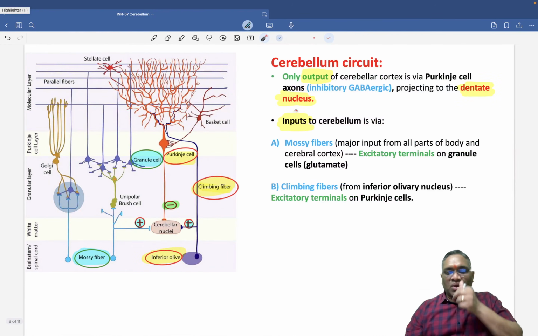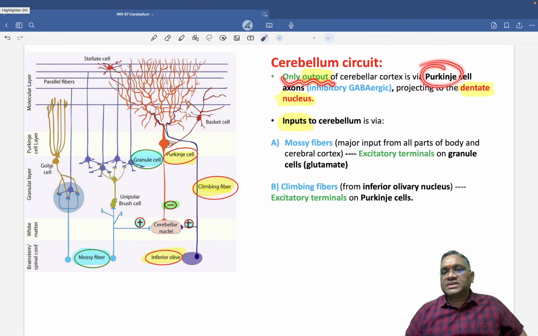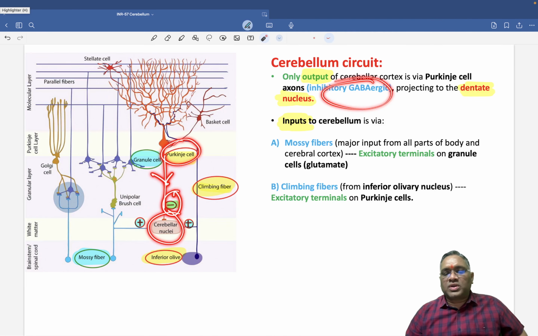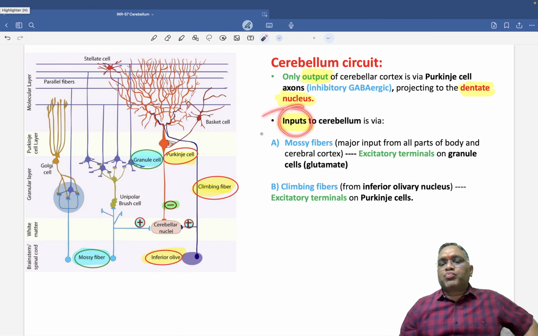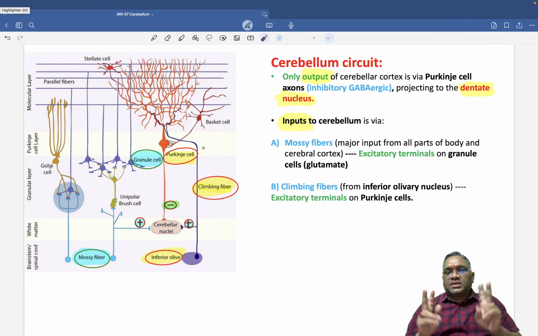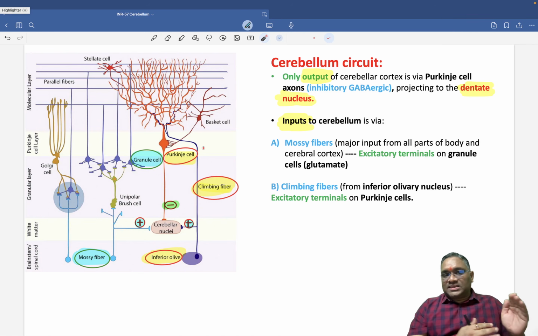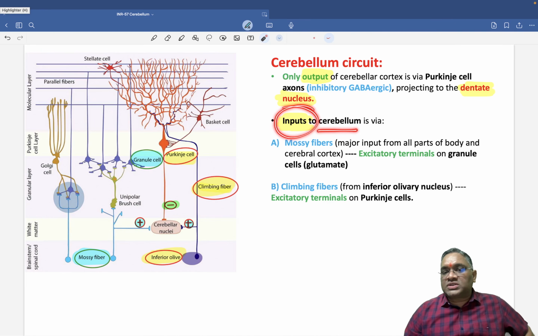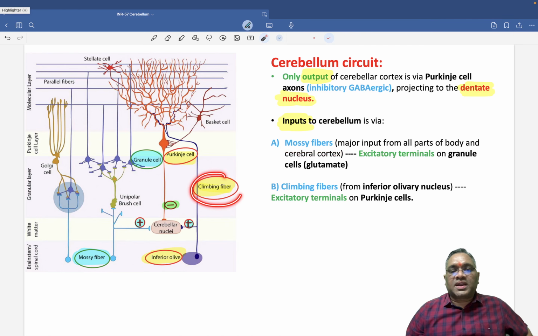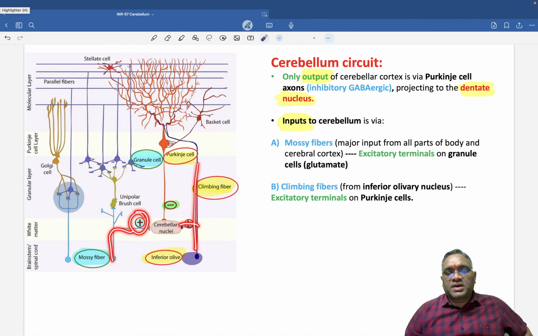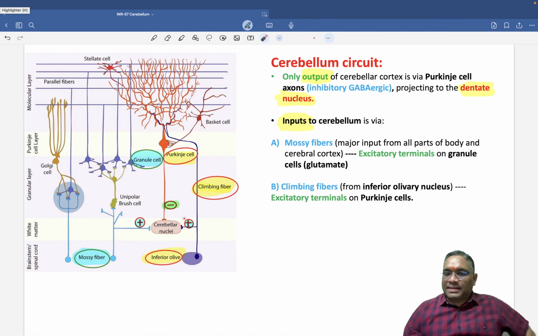So now you understood what we have to understand about the only output: the Purkinje cell is inhibitory, GABAergic, and they will be going to the cerebellar nuclei. Which cerebellar nuclei? Dentate nucleus, right? What are the inputs? Remember, very simple. There are two inputs and both are excitatory. What are these? Mossy fibers and climbing fibers. Both the mossy fiber and the climbing fiber are excitatory to the cerebellar nuclei, right?